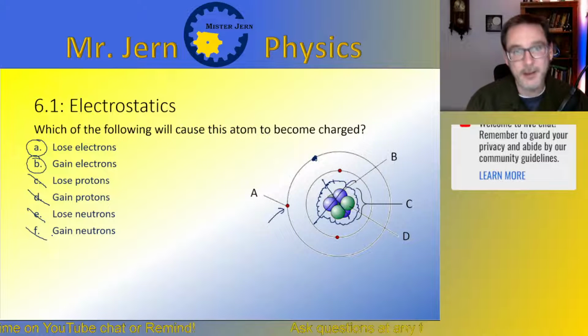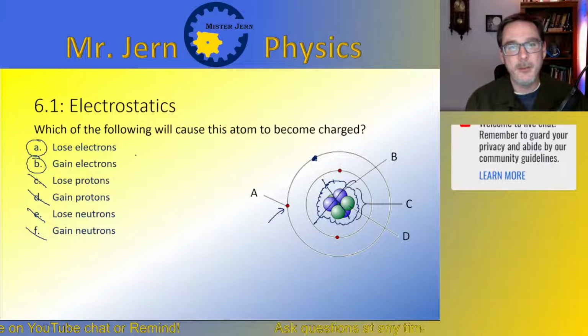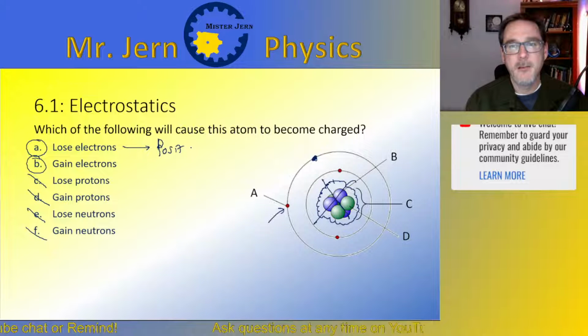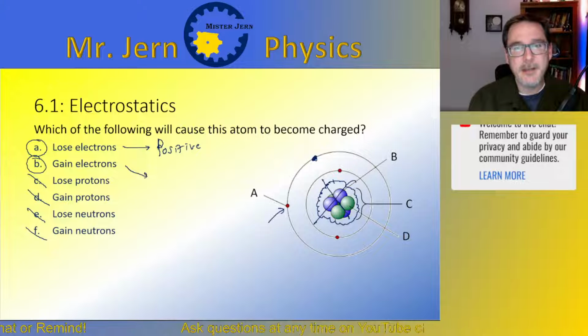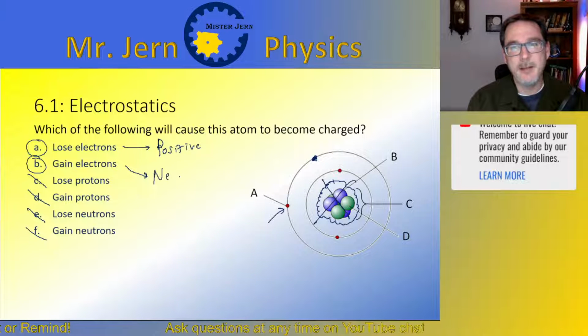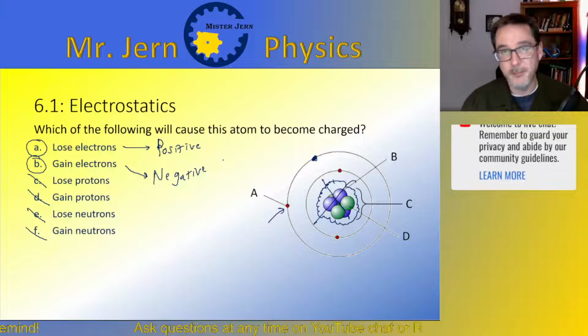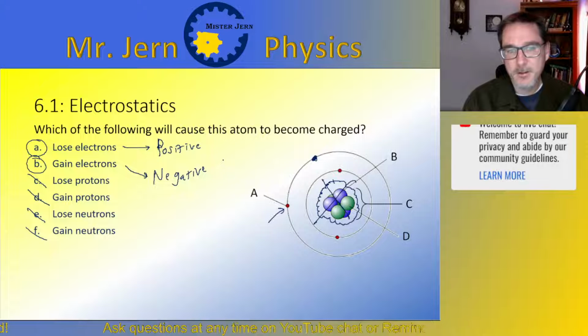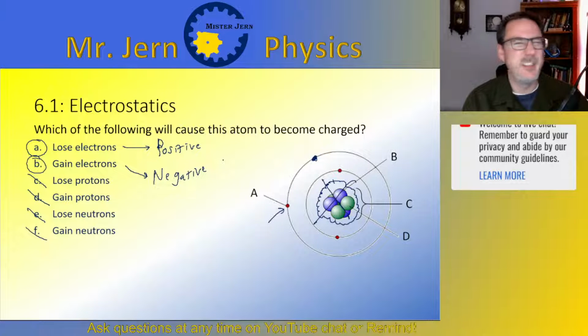So the only thing that can happen is if you lose electrons, that causes you to become positive. Gaining electrons causes you to become negative. Or I should say, it causes the atom to become positive or negative. So, all right, moving right along. These are the easy ones.